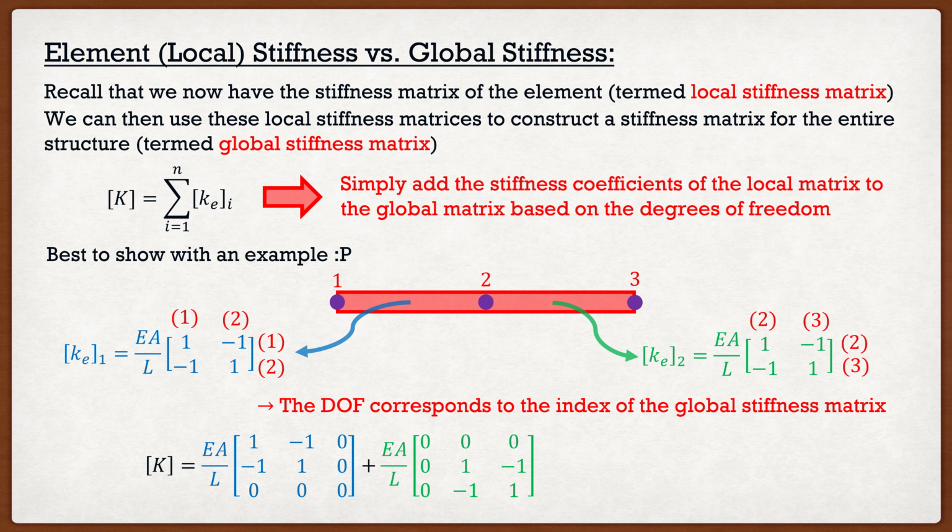If we look at our second element, we can see that it doesn't touch node 1 whatsoever. Therefore, all the entries in our global stiffness matrix related to 1 are equal to 0. Therefore, the global stiffness matrix of this bar as a whole is simply EA divided by L, 1, negative 1, 0, negative 1, 2, negative 1, and 0, negative 1, and 1. Now this is, again, very hard to describe, so I hope by the end of this you know what I'm trying to say. The last thing we're going to do is actually solve our system.